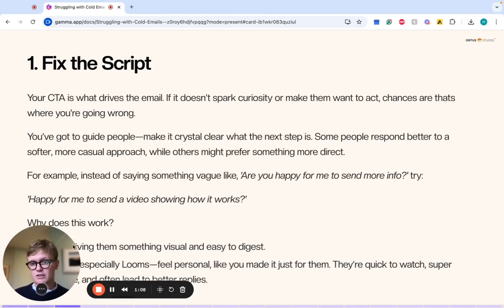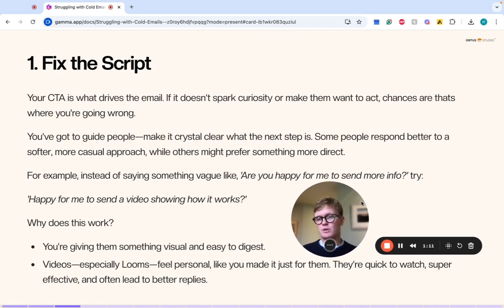So fixing the script is obviously the obvious one. Your call to action is what drives the email. If it doesn't spark curiosity or make them want to act, chances are that's where you're going wrong. So you've got to guide people. You want to make it super clear what the next step is. Some people are naturally going to respond better to a softer, more casual approach, while others might prefer something more direct. For example, instead of saying something like, "Are you happy for me to send more info?" perhaps you could try, "Happy for me to send a video showing how it works," or something like that.